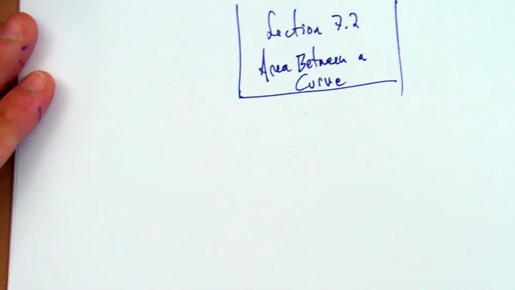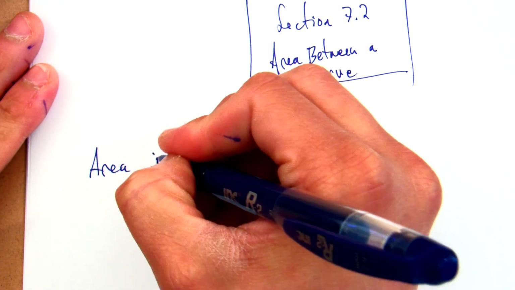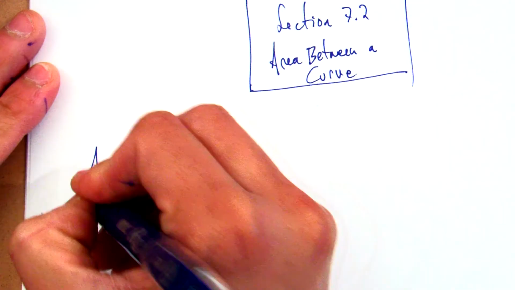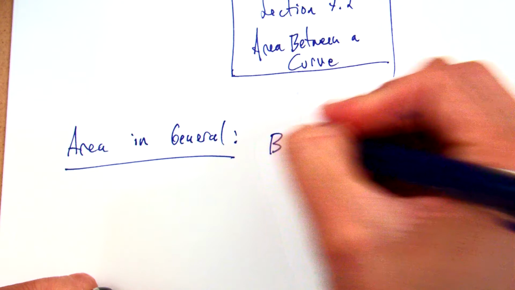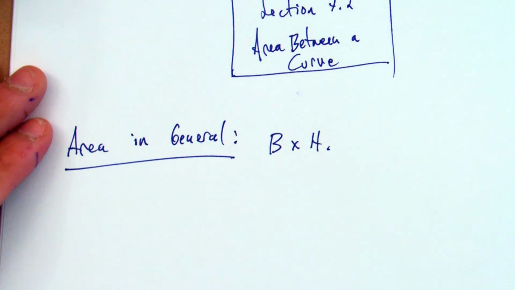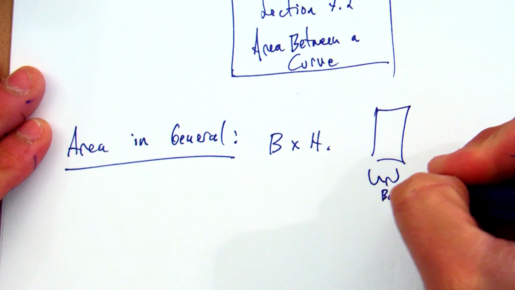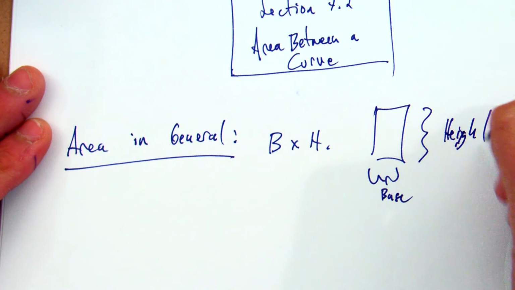So, first we need to review how we find area. Area in general. So how do we find the area in general? What do we do? Yeah, it's just base times height, right? That's pretty easy, right? So think of a rectangle, you do the base, multiply it times the height, right?